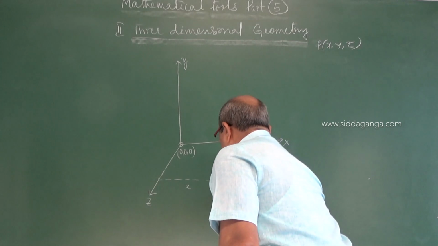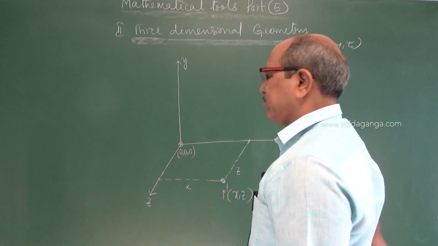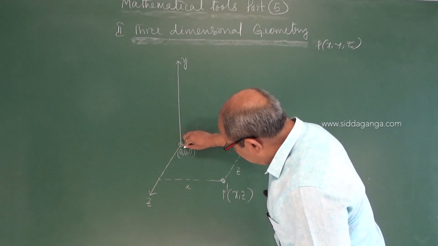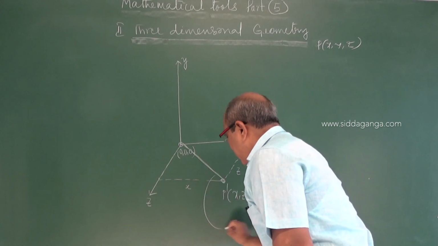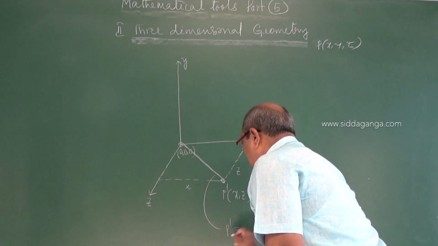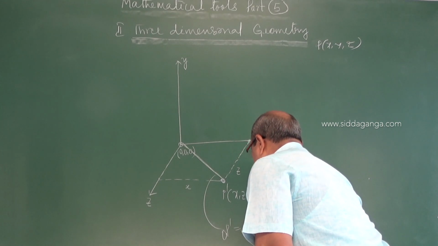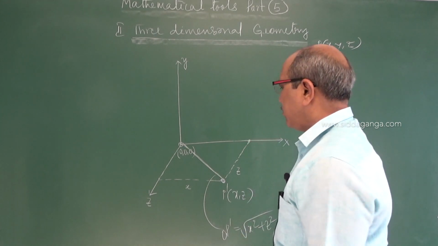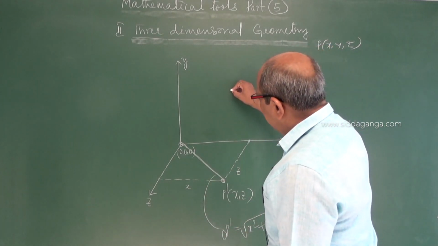And this is the P dash coordinate, x comma z. I can also get this line segment's value: OP dash can be written as the root of x square plus z square, with x and z varied. But my point is somewhere here.